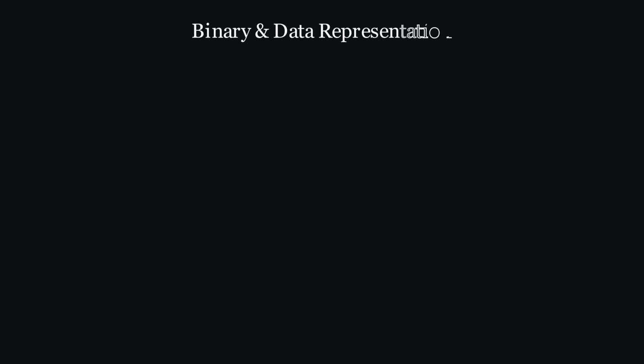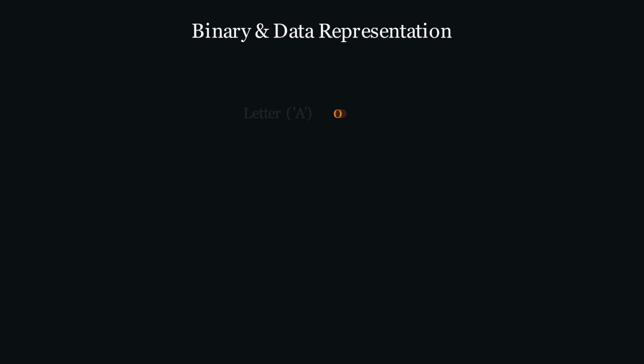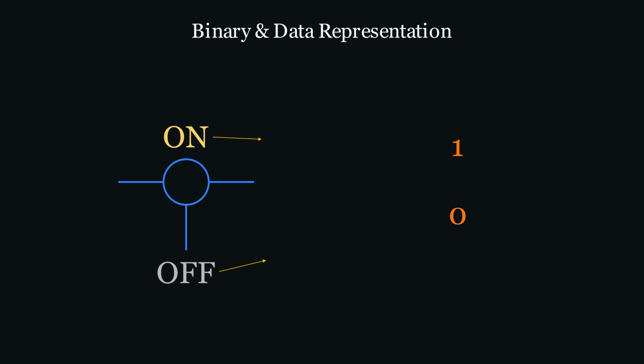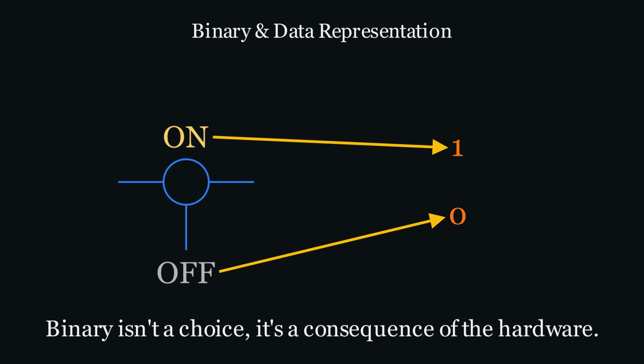A transistor only really has two states, on or off. So computers represent everything, numbers, letters, images, as patterns of just two digits, 0 and 1. A single 0 or 1 is called a bit. String 8 of them together and you get a byte, enough combinations to represent a letter, a small number, or 1 pixel's shade of gray. There's nothing special about the number 2 here, except that it matches a transistor's two states perfectly. Binary isn't a choice, it's a consequence of the hardware.